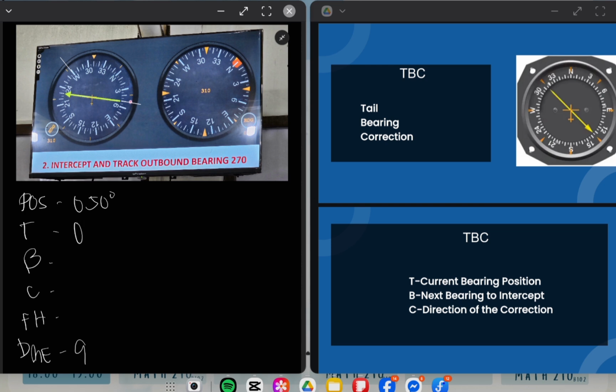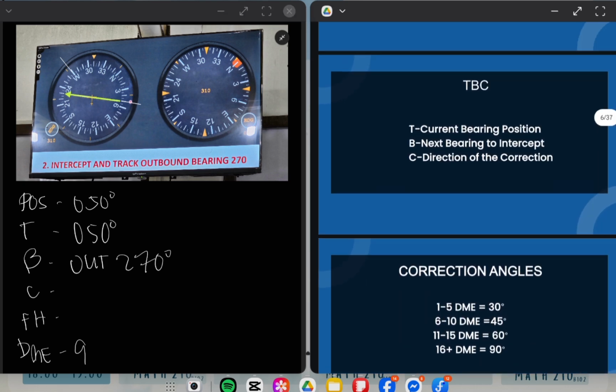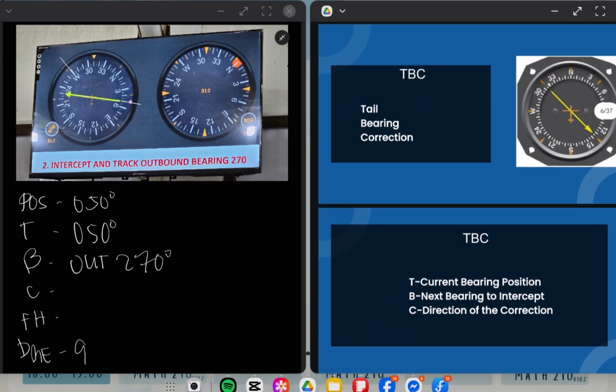So first, let's take our tail. This is 050 degrees. And then your bearing, since we're outbound, we don't need to get the reciprocal. We just do outbound bearing 270 degrees. Next is your correction. We take a look at our DME. Since it's 9, use 45 degrees. Usually, when you're actually flying, you only use 30, 60, 90. But since we do this for the exam, we'll use 45 degrees.